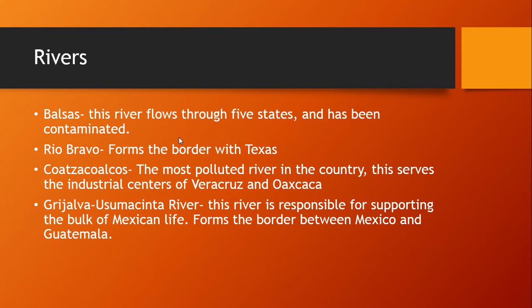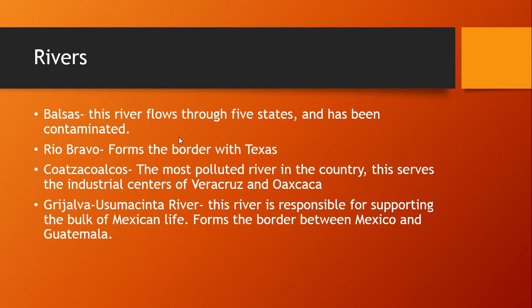And then in the south, you've got the Grijalva Usumacinta River, and it's responsible for most of the wildlife in Mexico. Over 60% of the different species feed off of this particular river. It forms the border between Mexico and Guatemala in the south of the country.